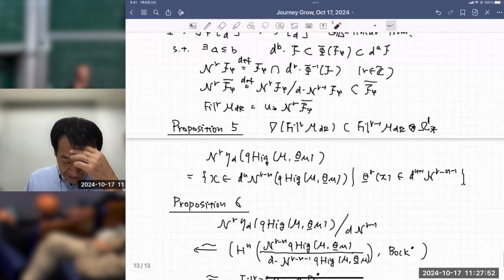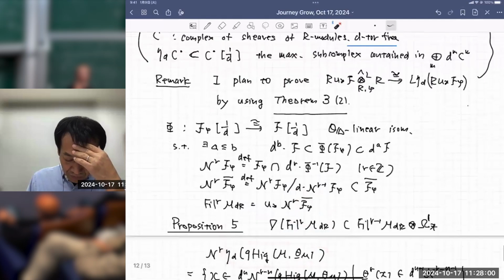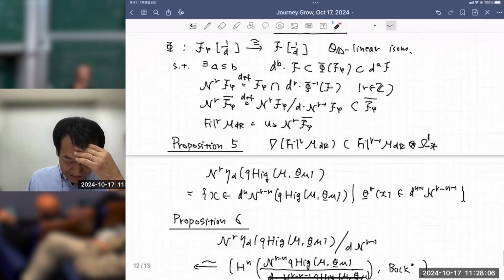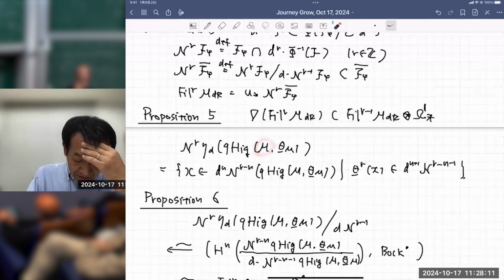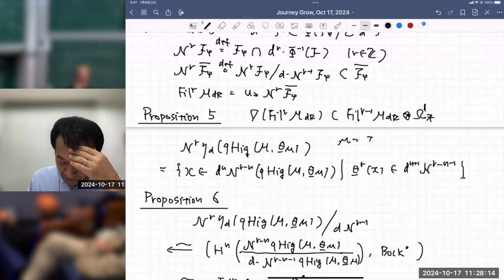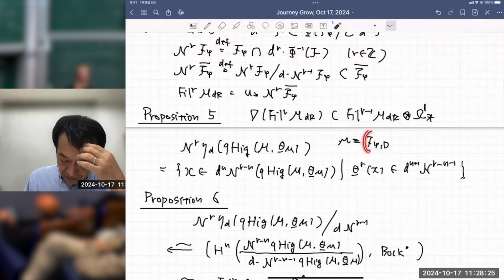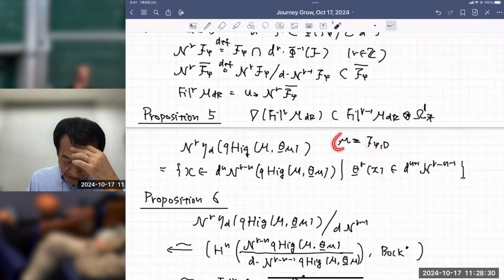And furthermore, you can define a Nygaard filtration on this q-Higgs complex, which is isomorphic to this one, and I expect this is isomorphic to this one, by using this Nygaard filtration on M. So M is actually defined as a sheaf on D associated to this prismatic crystal. So this has a Nygaard filtration.